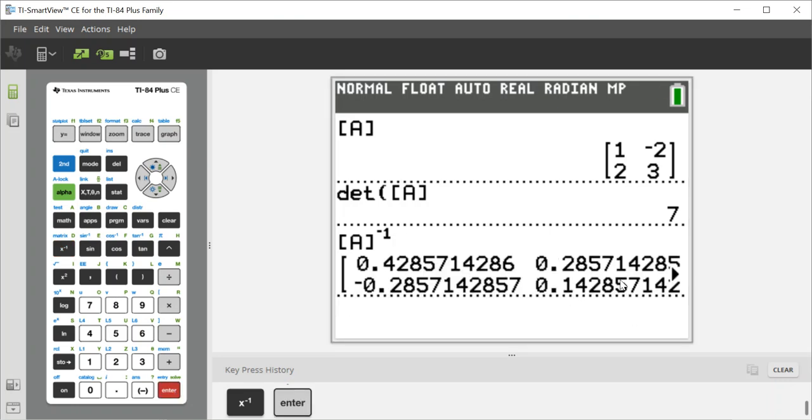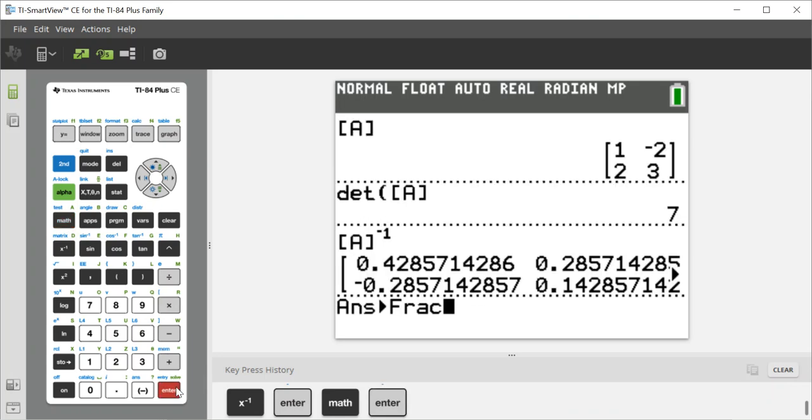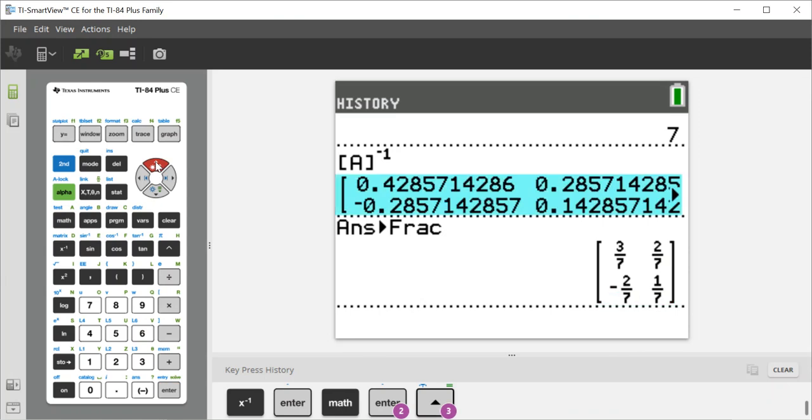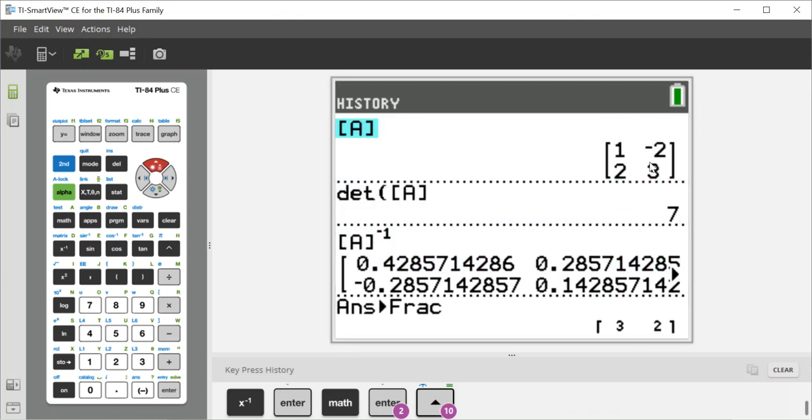I got my answer in decimal. You may change this into a fraction by going to math and enter. This is the inverse matrix, and this was the given matrix.